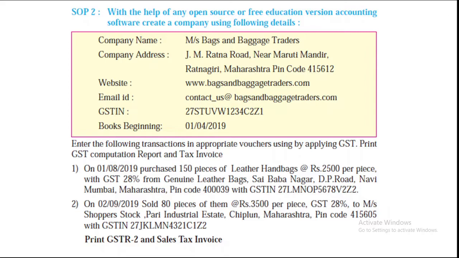Second transaction on 2nd September 2019. Sold 80 pieces of them at the rate of rupees 3,500 per piece, GST 28%, to Messrs. Shoppers Stock, Pari Industrial Estate, Chiplun, Maharashtra, PIN code 415605, with GSTIN number 27JKLMN4321C1Z2, and print GSTR-2 and sales tax invoice.